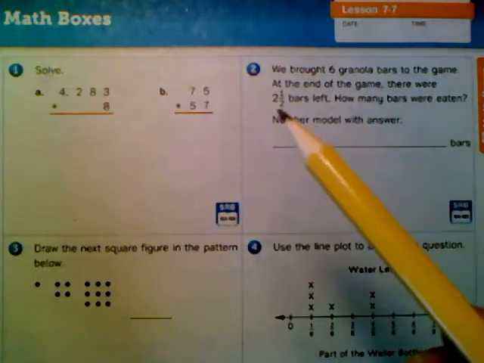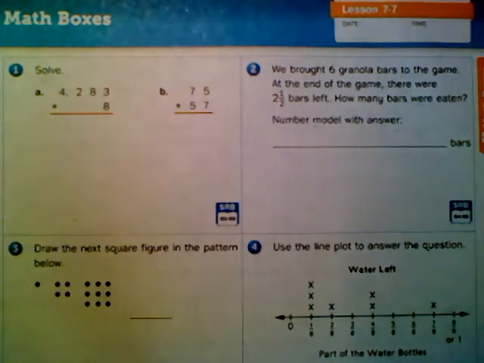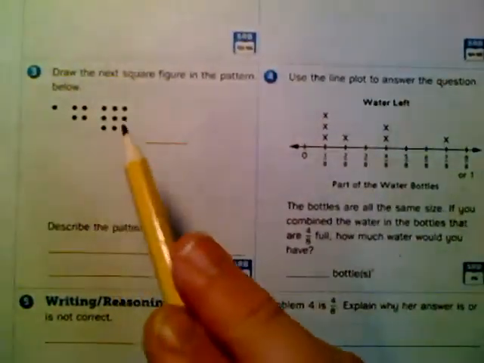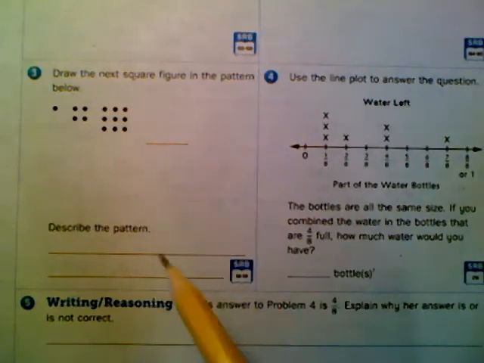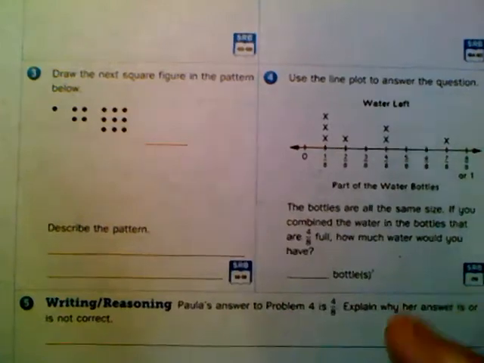Here it says we brought 6 granola bars to the game. At the end of the game, there were 2.5 bars left. How many were eaten? Ooh, sounds like a subtraction problem. When you eat stuff, it goes away, right? Here, you're going to be drawing the next figure in this pattern on this line and then describing the pattern with a short phrase. What's happening in this pattern? Is it doubling or what's happening there?